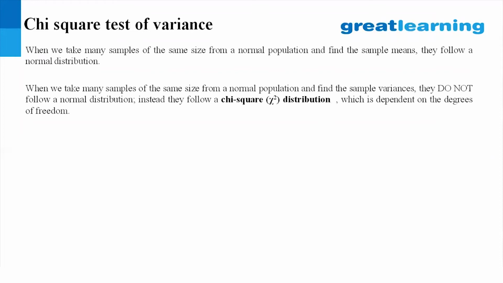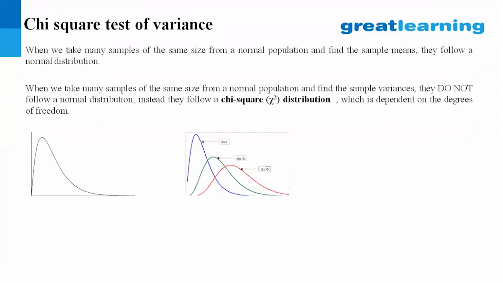degrees of freedom. So if you have a population and you take different samples out of it, you record the means of the different samples, and you plot those means. They follow a normal distribution. This is what we saw with the central limit theorem. But instead of means, if you decide to plot their variances, they won't be following a normal distribution. They'll be following a chi-square distribution, where the curve is different from the normal distribution. This is what a chi-square distribution curve looks like.